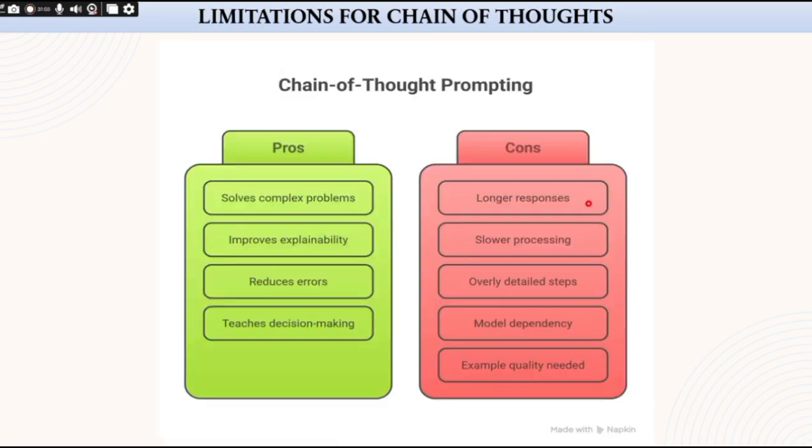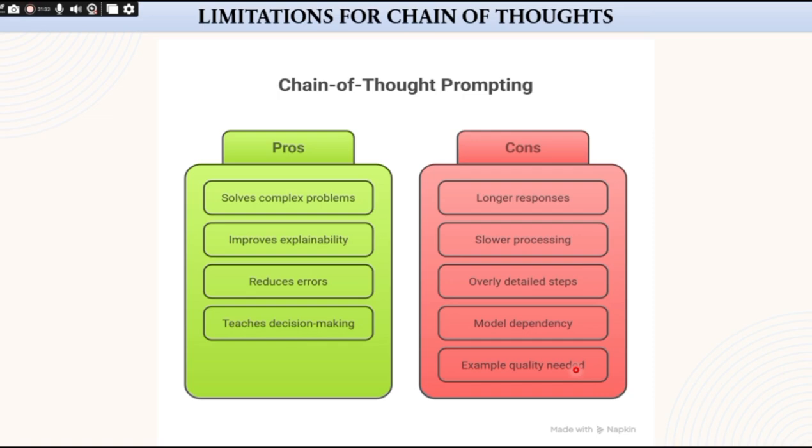Now let's see some of the limitations of chain of thought prompting. It may give longer responses, so it may take more tokens, and it also takes more time to process and understand. It can produce overly detailed steps for simple tasks. It still depends on model quality. It may give wrong steps, it may give wrong answers, and it requires well written examples for better results. So these were some of the limitations of chain of thought.